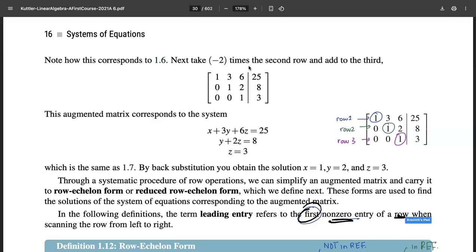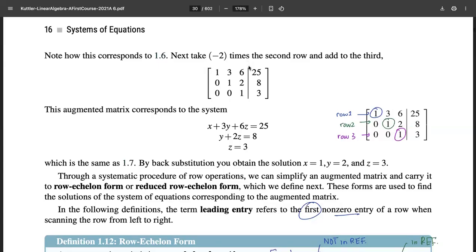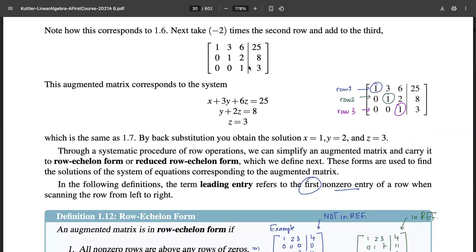Looking at this example I have here in row 1, when we scan from left to right, this is the first non-zero number. So this is the leading entry. In row 2, this is my first non-zero entry, so this is my leading entry for the second row. And this one right here is the leading entry of the third row, because the first two numbers are 0. So the first non-zero entry is 1.